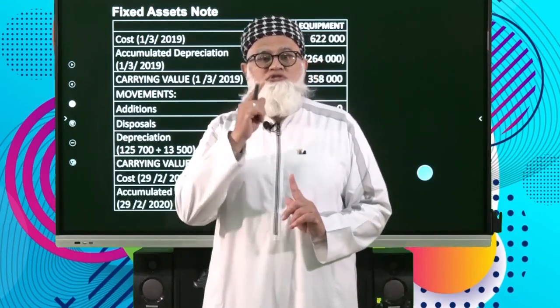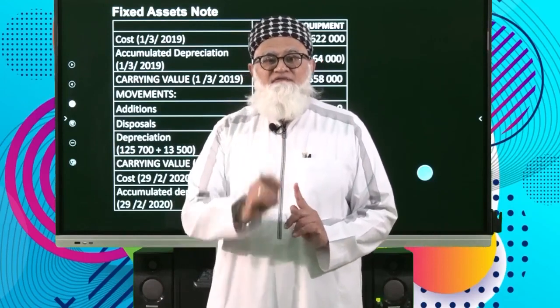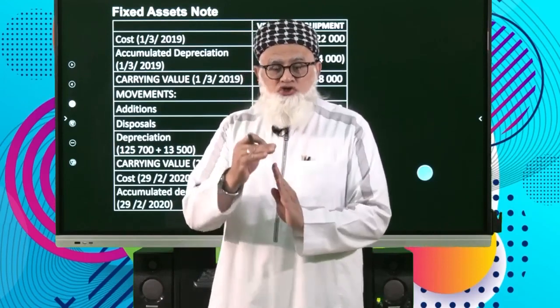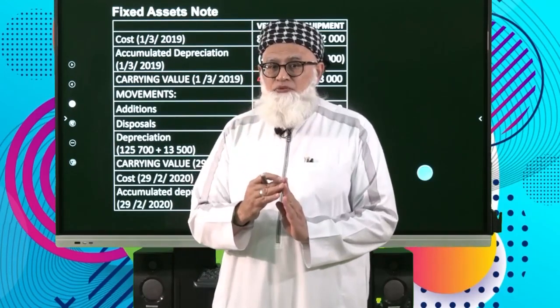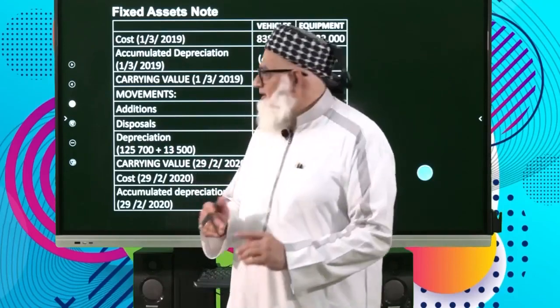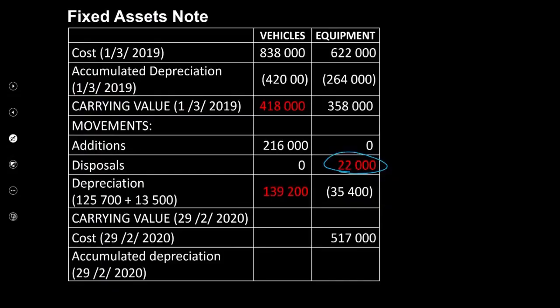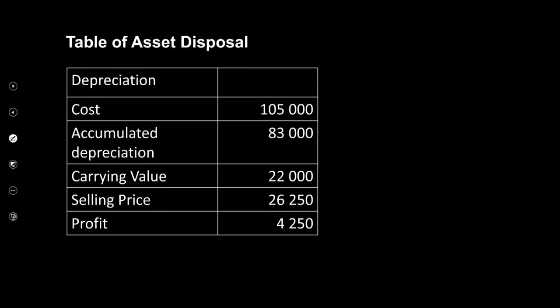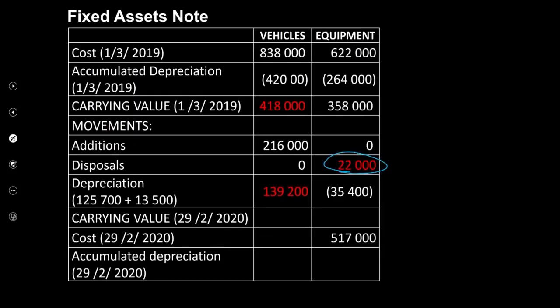You want your disposal at carrying value, meaning cost price minus the accumulated depreciation. Now, if you look at the information that we have here, let's look at how we completed our table with regards to our asset disposal.